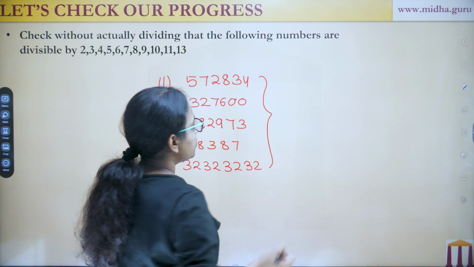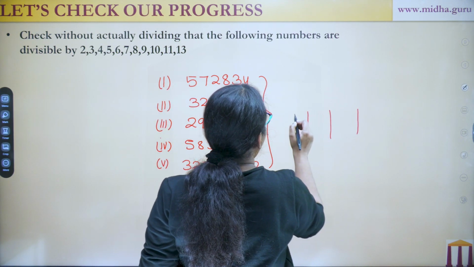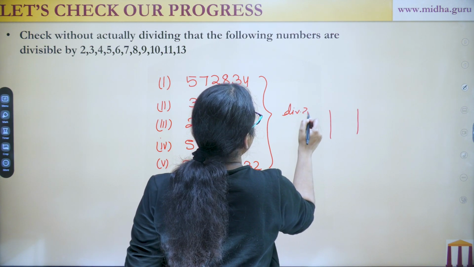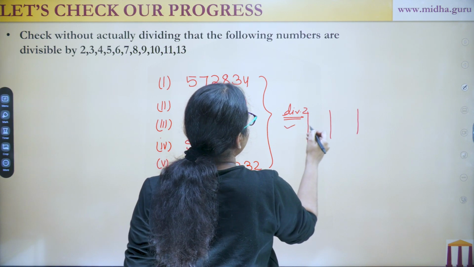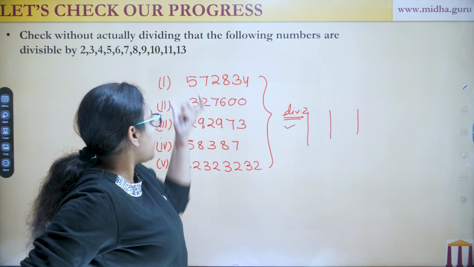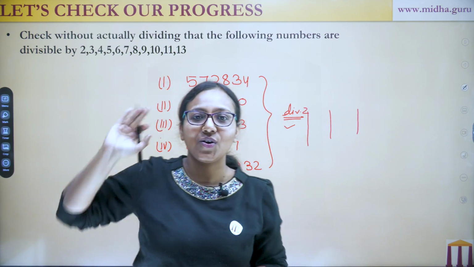Okay. So check for every number. Just make the table like this and write your number, like divisible by 2. Just tick mark it this way, or whichever suitable way you can. You just need to tell me whether these 5 numbers are divisible by these digits or not.